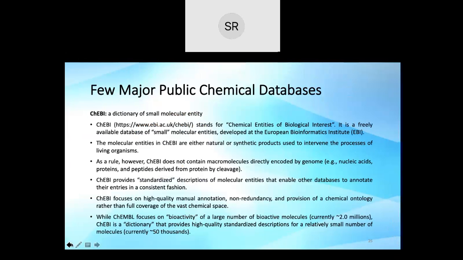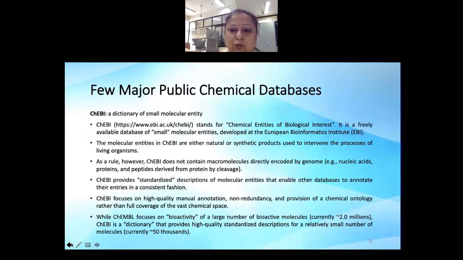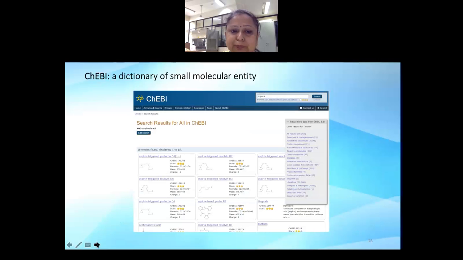Sorry, there was an interruption. So, while ChEMBL focuses on bioactivity of a large number of bioactive molecules, ChEBI is a dictionary that provides high-quality, standardized descriptions for a relatively small number of molecules, currently approximately 50,000.